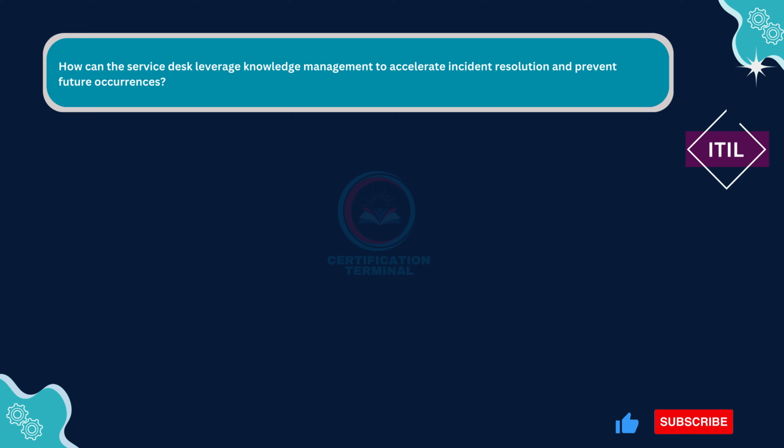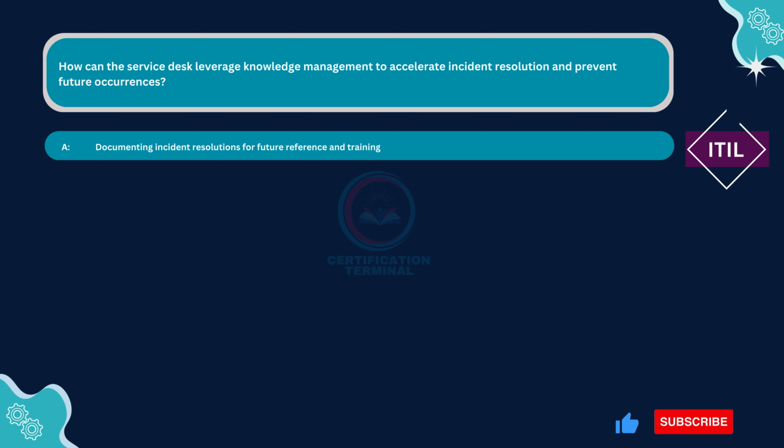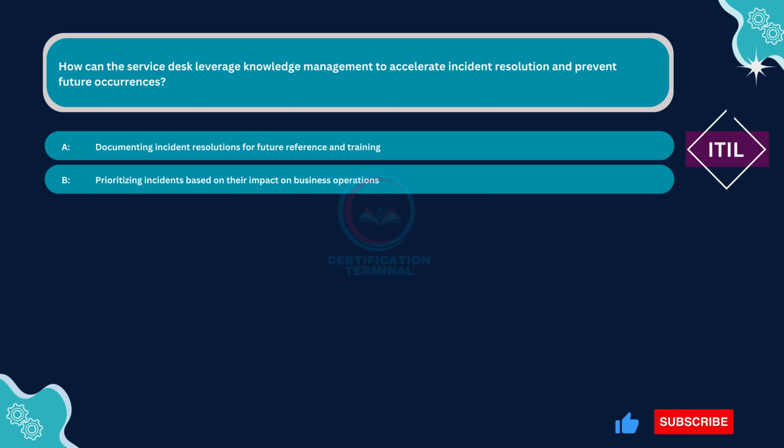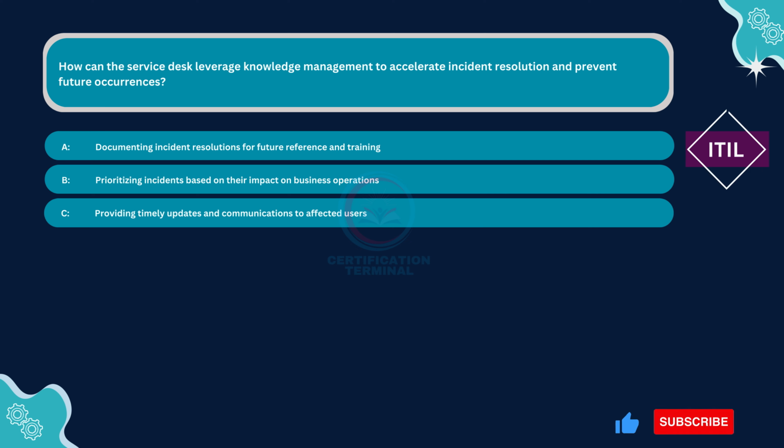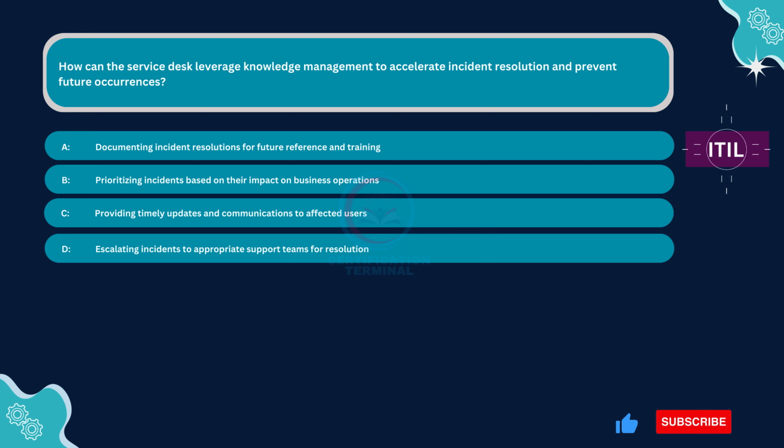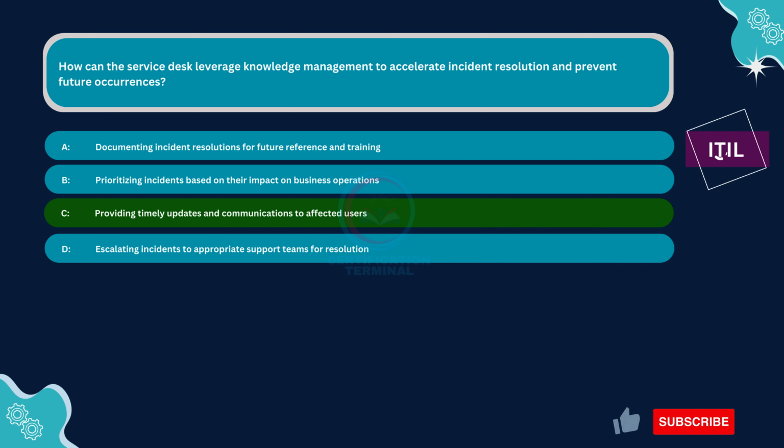Next question. How can the service desk leverage knowledge management to accelerate incident resolution and prevent future occurrences? Option A, documenting incident resolutions for future reference and training. Option B, prioritizing incidents based on their impact on business operations. Option C, providing timely updates and communications to affected users. Option D, escalating incidents to appropriate support teams for resolution. The correct answer is Option C, providing timely updates and communications to affected users.